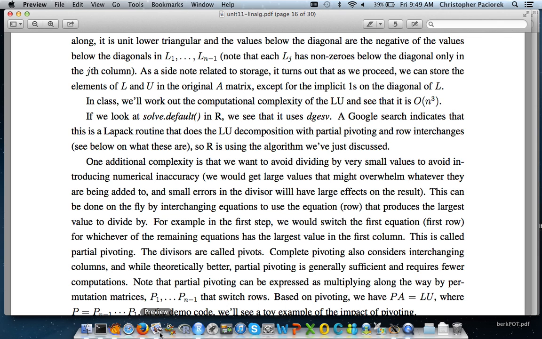So remember our friend C1 is equal to minus A21 over A11. And more generally, we're going to be doing a division where we have something divided by some AKK at the k minus 1th stage of the algorithm. So let's think about what happens if we do this division numerically.